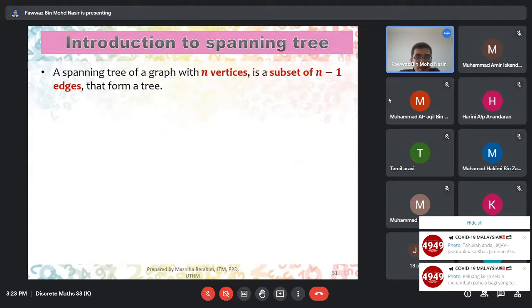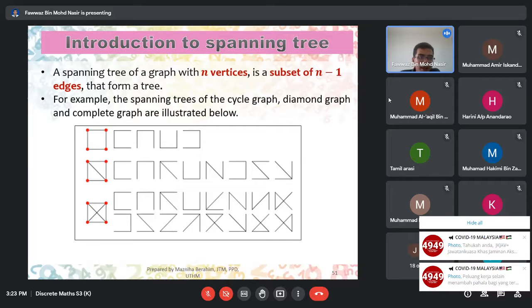form a tree. Okay, jadi contohnya, kalau kita ada 3 different graphs, dia ni adalah the first graph, the second graph and the third graph. The minimum spanning tree for this first graph, okay, adalah this one. Okay, jadi kita ada 4 vertices, right? Okay, so since kita ada 4 vertices, dia punya subset ataupun dia punya spanning tree dia adalah 4 minus 1. Okay, so spanning tree dia semua ada 3 edges.